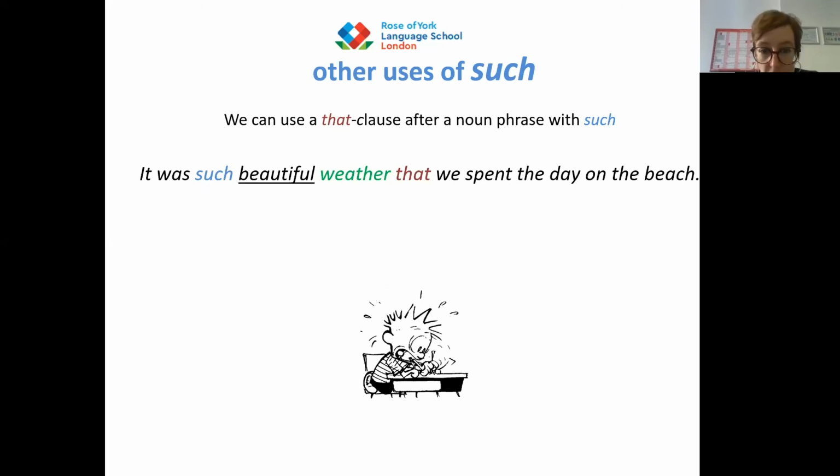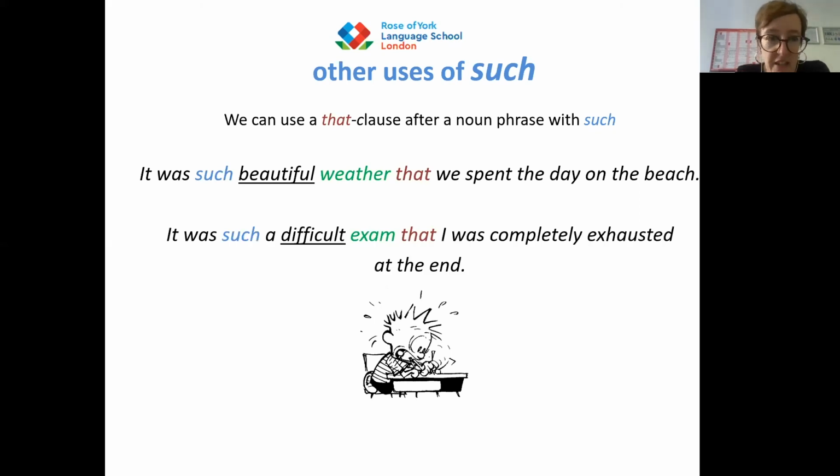Just have a look at the little picture down there of this guy frantically writing. I love that picture. What might he be writing? We don't know. Something to do with an exam, maybe a test, like the Cambridge tests. Indeed. So it was such a difficult exam that I was completely exhausted at the end.